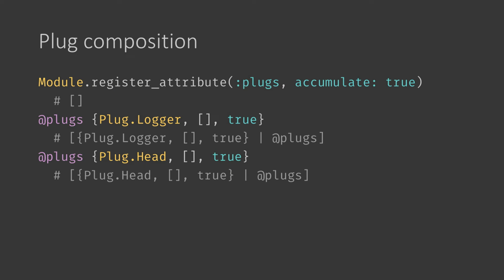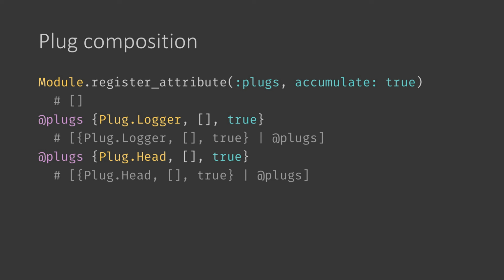The next form of it would be how it's viewed when it's getting compiled. The plug library would essentially create an attribute on the module. And here we're just calling it plugs, but it could be called whatever. And we're accumulating that information.